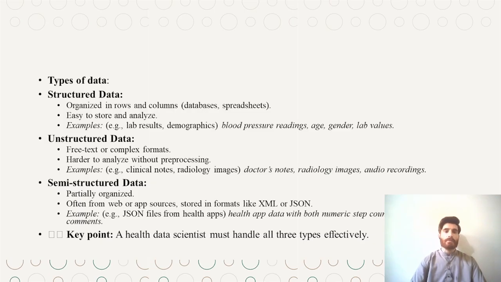So what are the types of data? There are three types of data. The first one is structured data, which is organized data, which is in columns and rows, easy to store and analyze. Then there is unstructured data, which is free text or complex format. These are harder to analyze. These are first organized into a structured data and then we can analyze it easily. And then there are semi-structured data, which are partially organized.